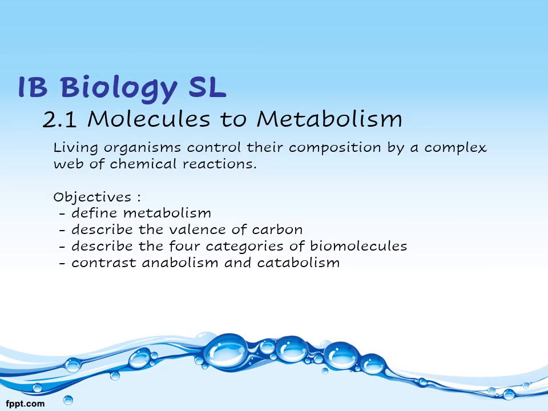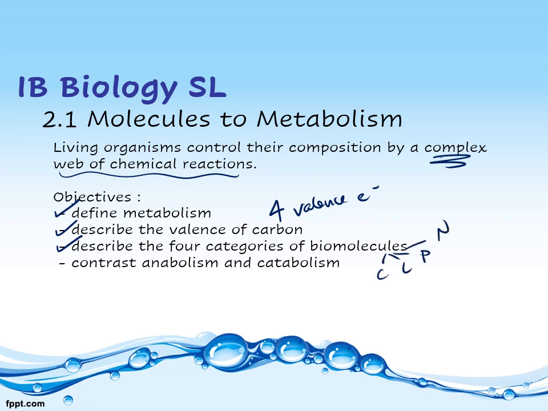And my friends, we have accomplished video number 1. We talked about what metabolism is. Metabolism is the sum of all enzyme catalyzed chemical reactions in a system. It is the complex web of chemical reactions that keep us alive. We talked about the valence of carbon. Carbon has 4 valence electrons, which allows it to make a lot of diverse bonds, which allows it to do all the things that we need it to do to stay alive. We talked about those 4 categories of biomolecules. We have carbs, we have lipids, we have proteins, we have nucleic acids. And we wrapped up with that contrast of anabolism, building molecules up with condensation reactions, catabolism, cutting things down with hydrolysis reactions. Good work today.